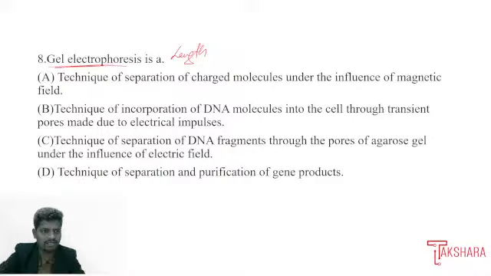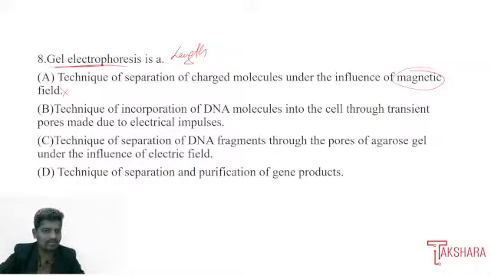What does step number 1 indicate? The technique to separate charged DNA molecules under the influence of a magnetic field is what is given. But in gel electrophoresis, we do not study any system involving a magnetic field. So option A, related to electrophoresis, is wrong.